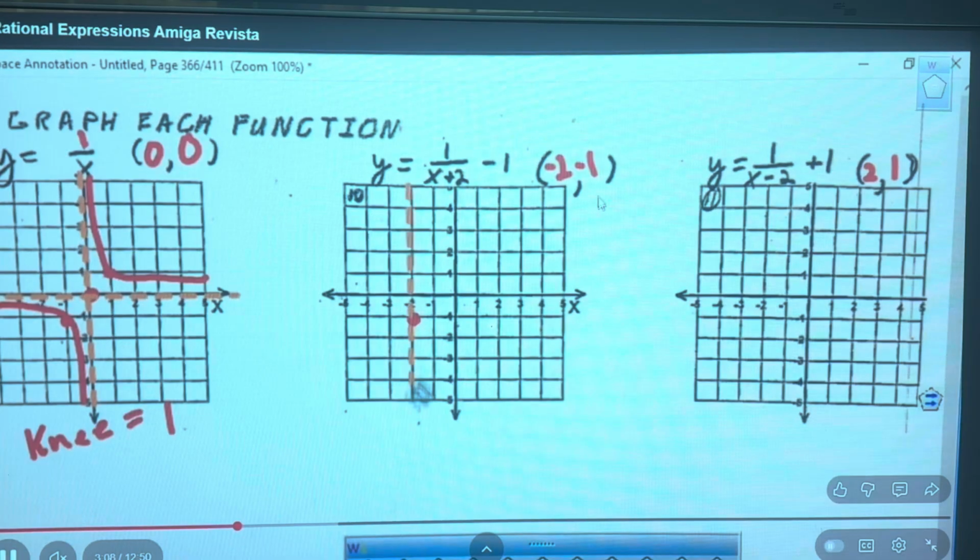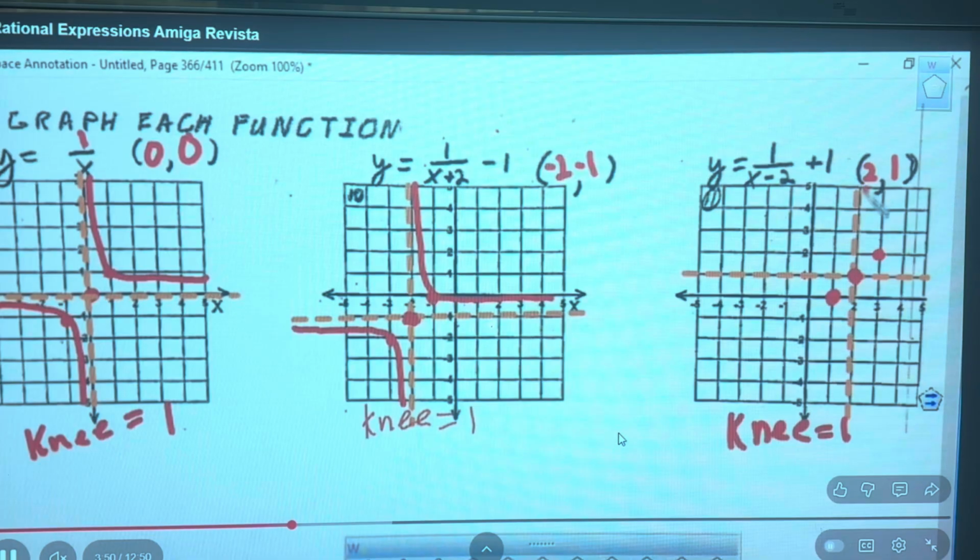Opposite same, so at -2 is my vertical, -1, y equals -1 is my horizontal. My kine is 1, so I'm going to go right 1, up 1 from the intersection, and that's going to generate my sheet in those sections. X equals 2 is my vertical, y equals 1 is my horizontal, the kine is 1, and that's going to generate those sheets.